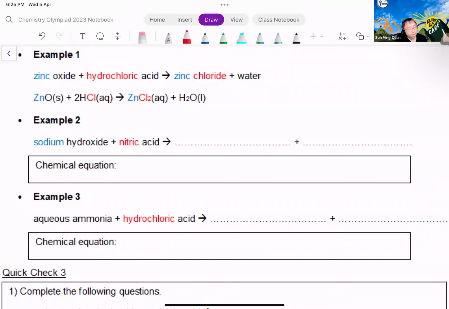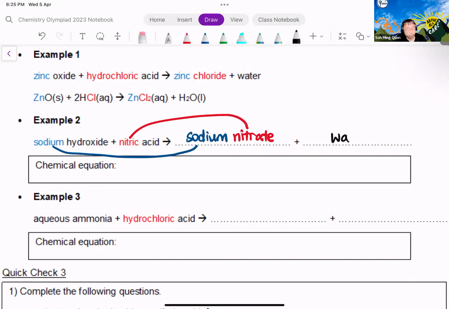Now let's go through the next one, which is sodium hydroxide plus nitric acid. This forms sodium nitrate. Start from the metal, which is sodium. The acid determines the anion, right? So it forms the salt, sodium nitrate, plus water.